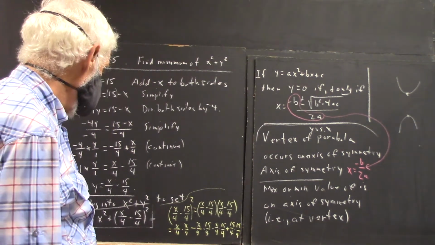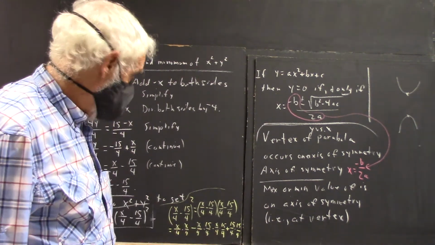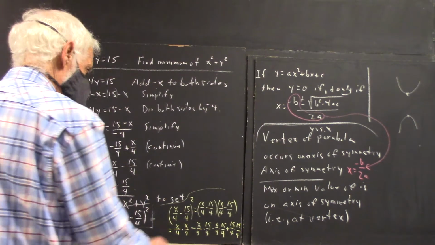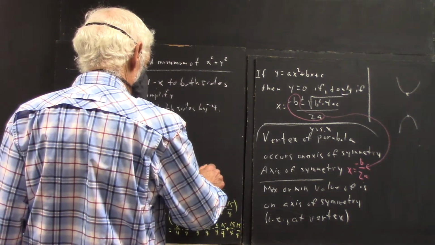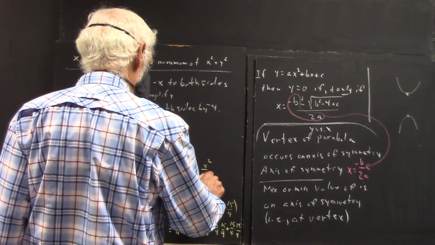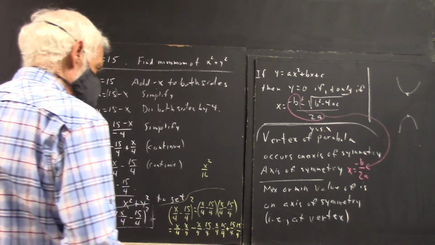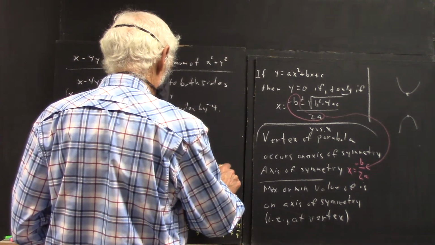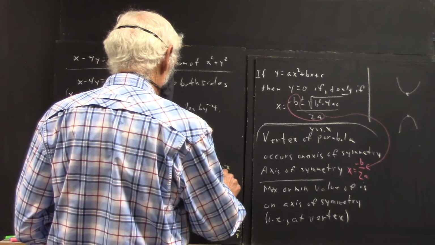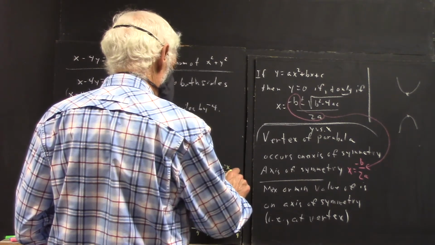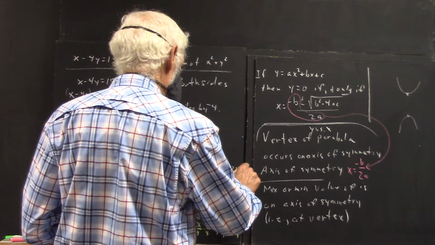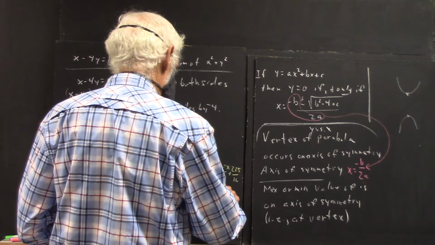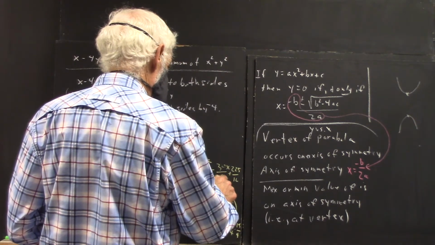So, if we put all this together, this is going to give us x squared over 16 minus 30x over 16 plus 225 over 16.